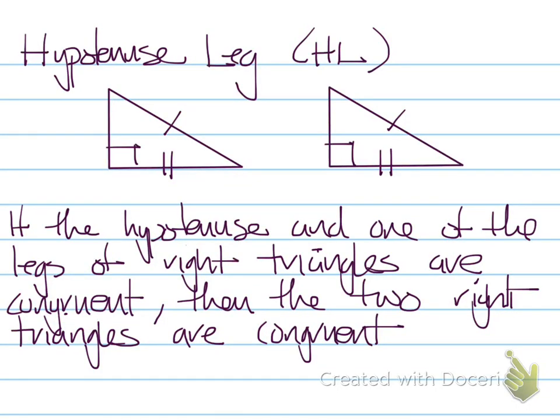In this lesson, we're looking at the hypotenuse leg test that is used to determine if two right triangles are congruent. So again, hypotenuse leg applies exclusively to right triangles. If the leg of two right triangles are congruent and the hypotenuse of the two right triangles are congruent, then the two triangles are congruent by hypotenuse leg.